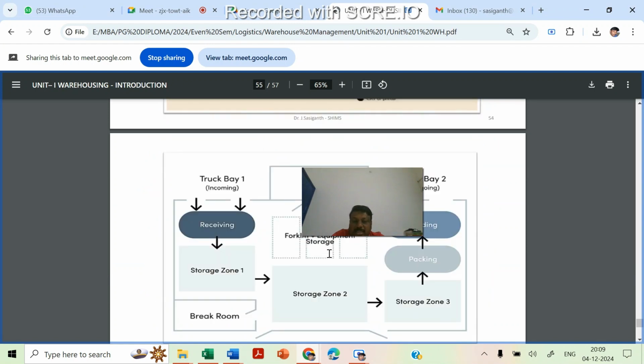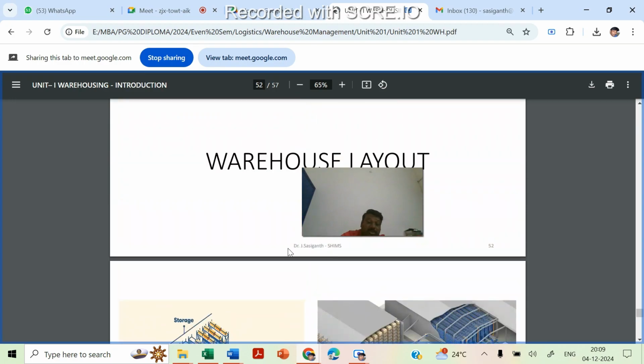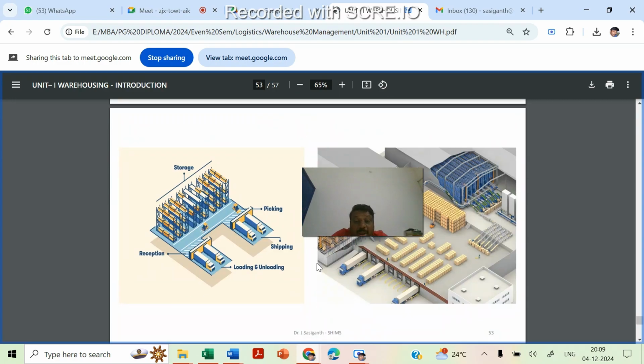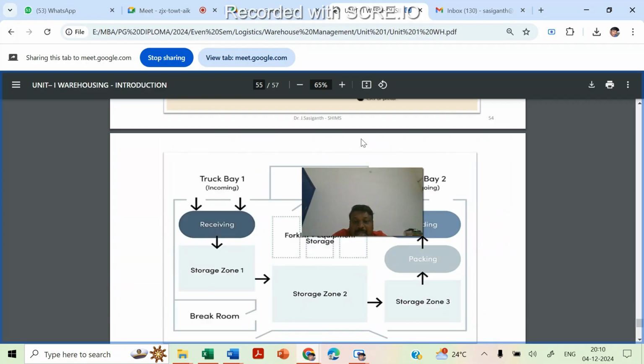This is important, 10 marks. You will get your 10 marks for your warehouse layout. So you can draw your layout on your own like this.